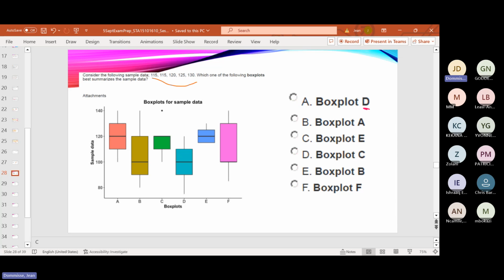So for this one, we see that is our minimum, 115. That is our maximum. So what I would first do is look at the minimum and maximum of all of these three. So I would go and say 115. So yeah, I'm like, okay, that's 100, so it's not A.